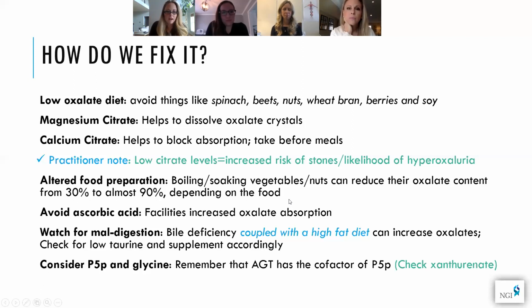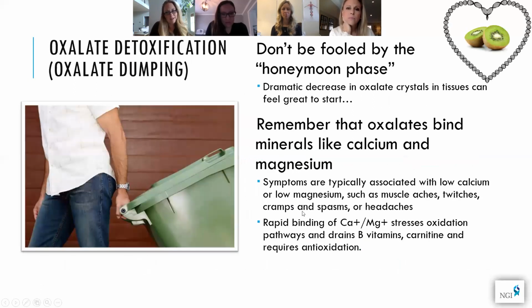Great. All right, so oxalate dumping. Don't be fooled by the honeymoon phase, because God knows we all are. All right, so what happens when we dramatically remove all of the oxalate foods?